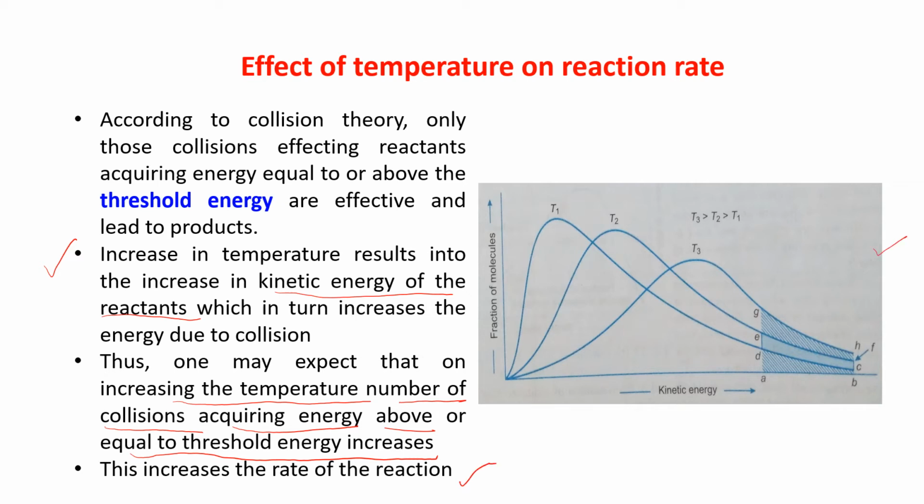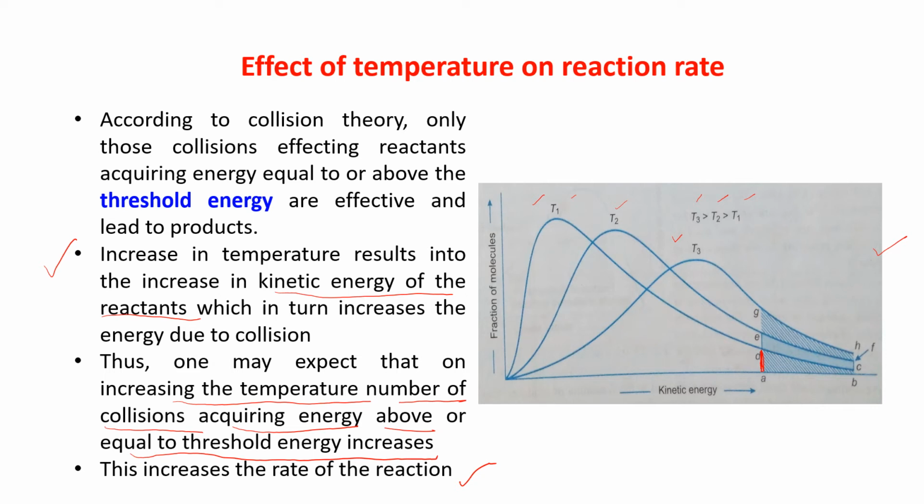See this graph. We have taken three different temperatures, T1, T2 and T3. T3 is at a higher temperature than T2, and T2 higher than T1. Now just see at temperature T1, which is the lowest temperature. At that temperature only this much amount of molecules, that means this D to A, collide effectively. These are the effective collisions. That means a very small amount of product will form.